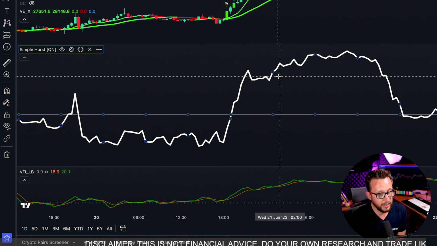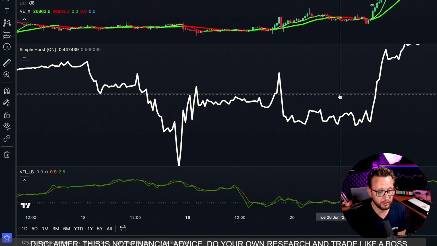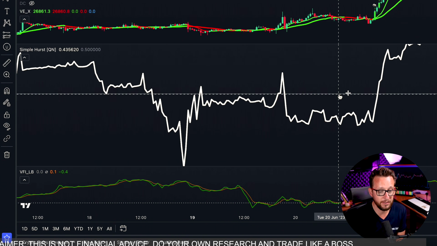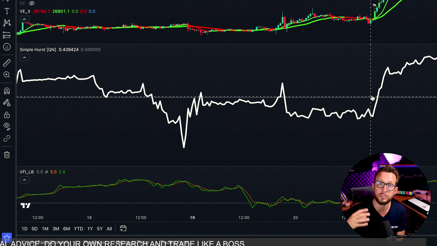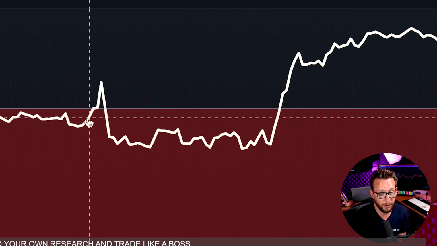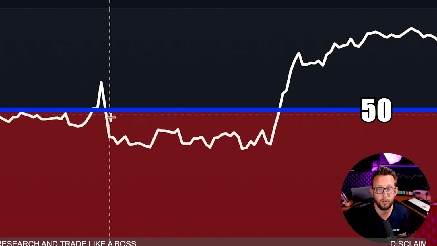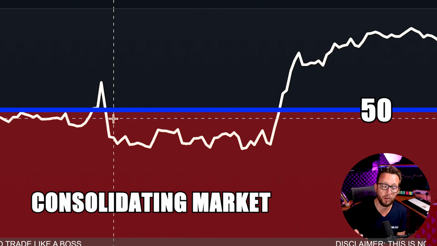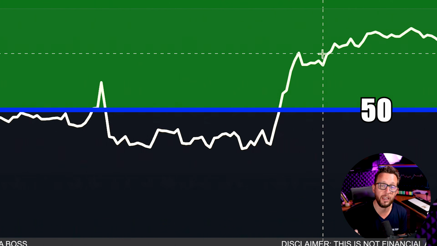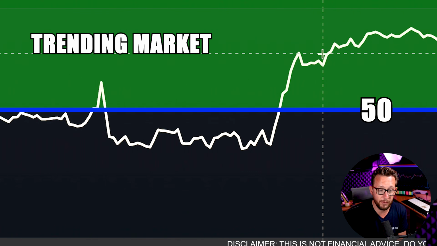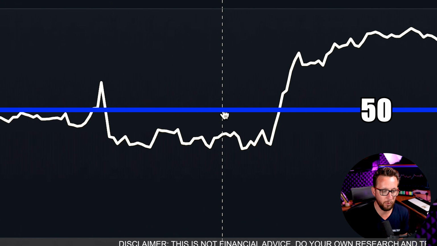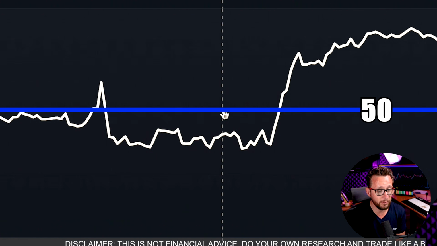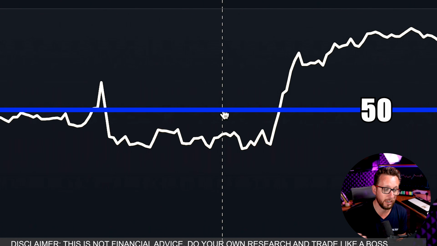Okay, so this indicator here I use a lot since I started algo trading. It is very, very good to detect whether the market is sideways or trending. If price is below this 50 level, we're in a consolidating market. If it is above, we are potentially in a trending market. And if price is at the 50 line, we're actually in a random walk. It's very good at finding those levels for us.